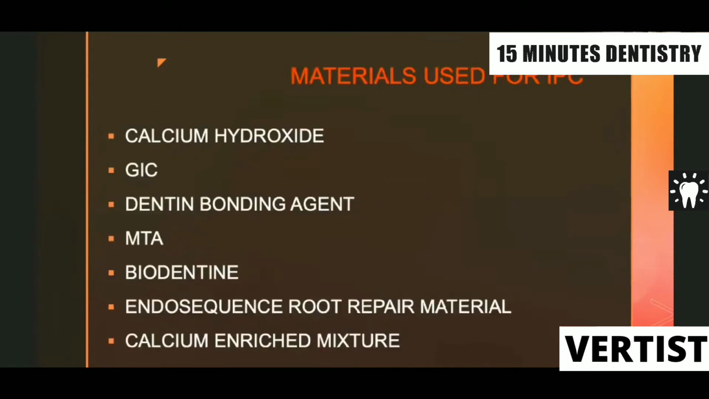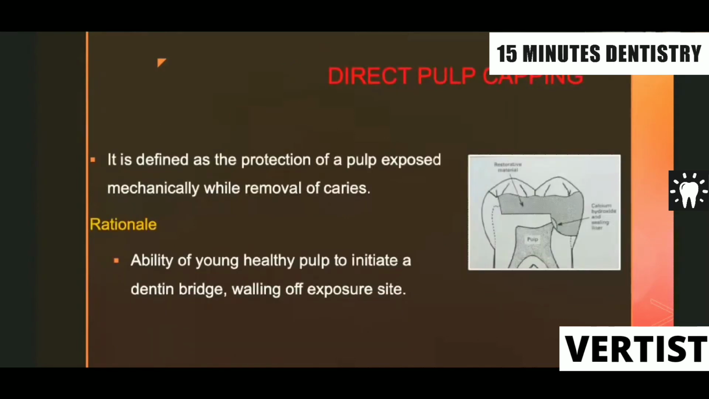The materials used for indirect pulp capping are calcium hydroxide, glass ionomers, dentine bonding agents, Biodentine, EndoSequence root repair material, and calcium enriched mixture. These are the few materials that you can use. So you need to know the components of each one and the constituents of each one of them. The next is direct pulp capping.